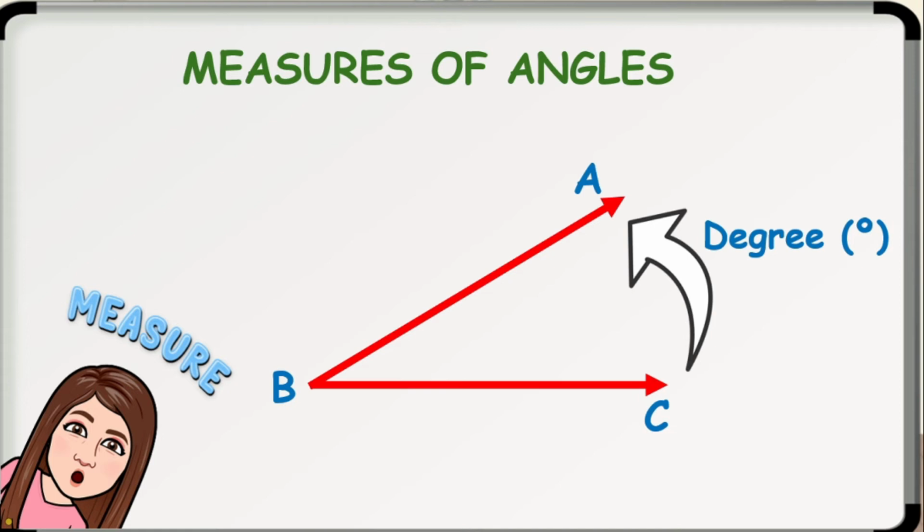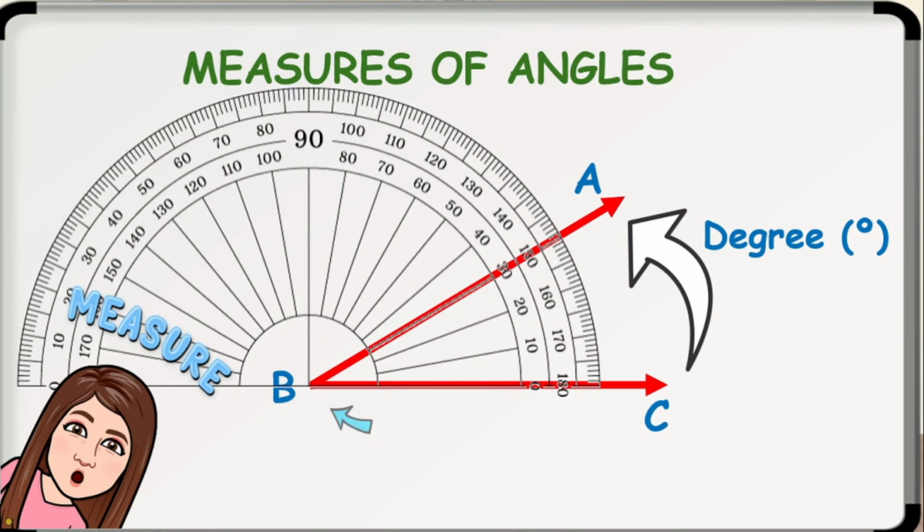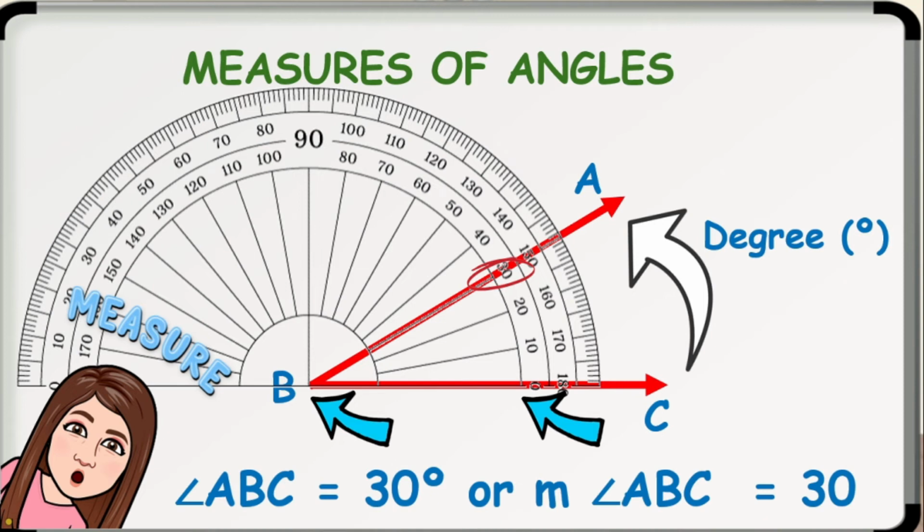To use the protractor, place the center point on the vertex of the angle to be measured. Line up the mark labeled 0 on either scale with one side of the angle. Then read the scale where it falls on the other side of the angle. In the figure shown, the measure of angle ABC is 30 degrees. As a matter of convention, we write this as measure of angle ABC is equal to 30.